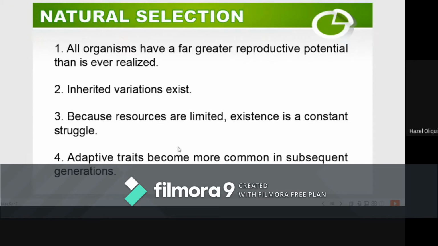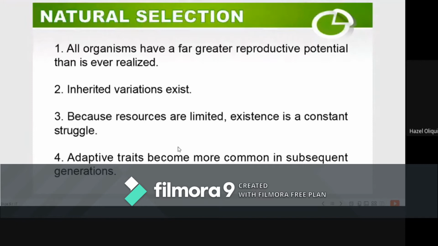First, all organisms have a far greater reproductive potential than is ever realized. For example, a female blue marlin produces about 30 million eggs per year, and males 200 billion or more sperm per year. What if all of these eggs and sperm become fertilized? Could you just imagine how the 30 million blue marlin fry would fill the oceans?